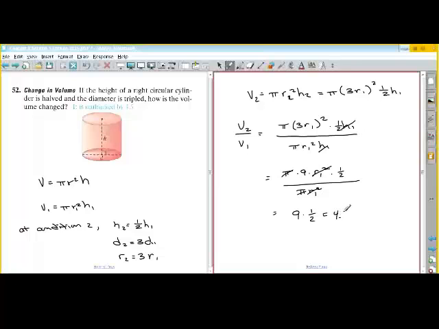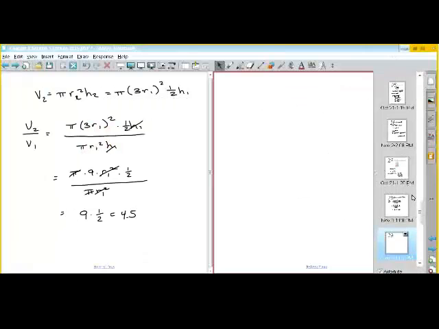Therefore, the volume where the height is halved and the diameter is tripled is 4.5 times the original volume. So the ratio, the multiplier, is 4.5. So that's how you get that. So even though they haven't given us numbers, by rewriting the dimensions after the change in terms of the original dimensions, and then taking the ratio of these two volumes, everything cancels out except the scaling factors, where we tripled the radius and halved the height. Okay, so that's kind of how that one works.